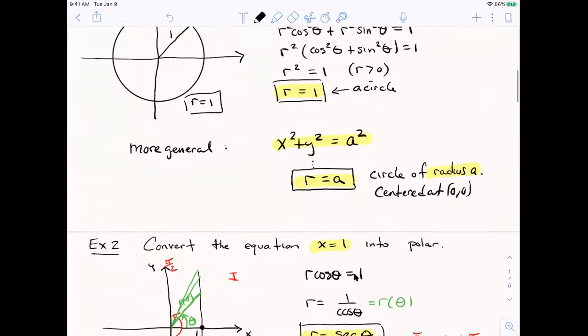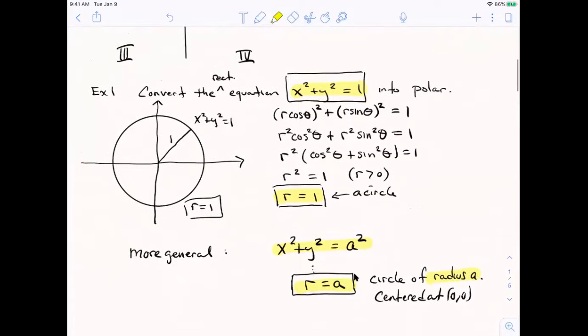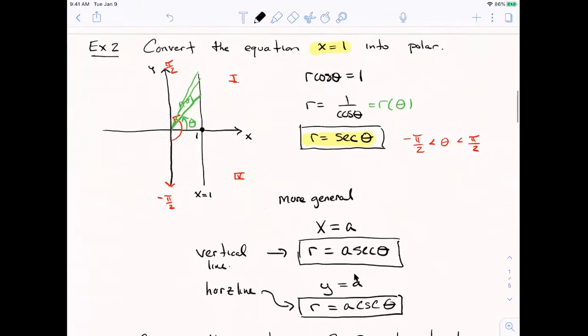Just like circles don't want to be described in rectangular coordinates, they want to be described in polar coordinates. The shape of the curve sometimes is easier to describe in one coordinate system than another. That's why we have more than one coordinate system. Gives us an advantage. All right, let me switch over to Mathematica.